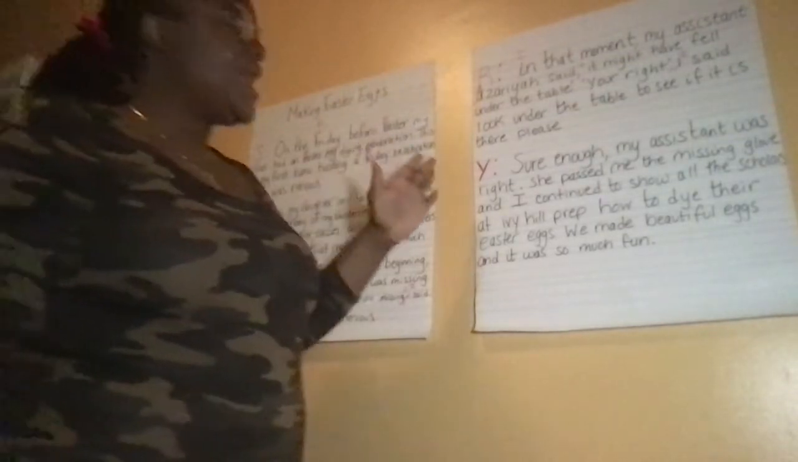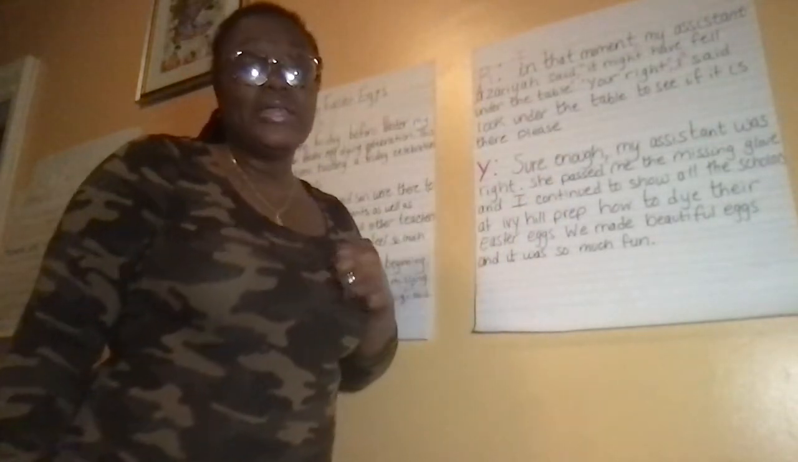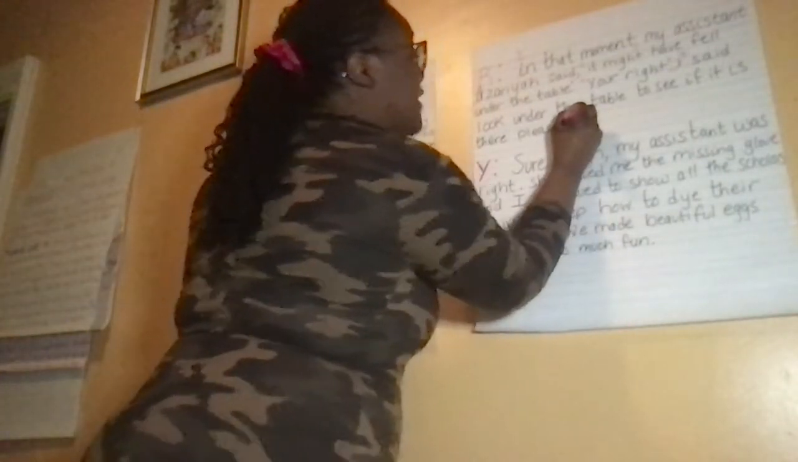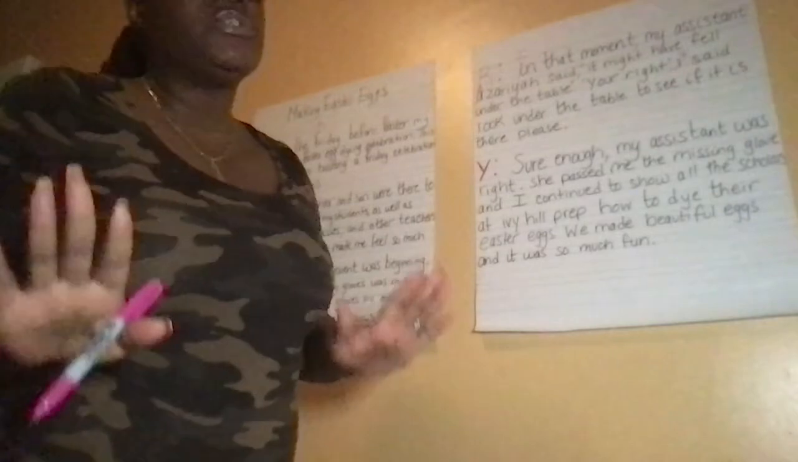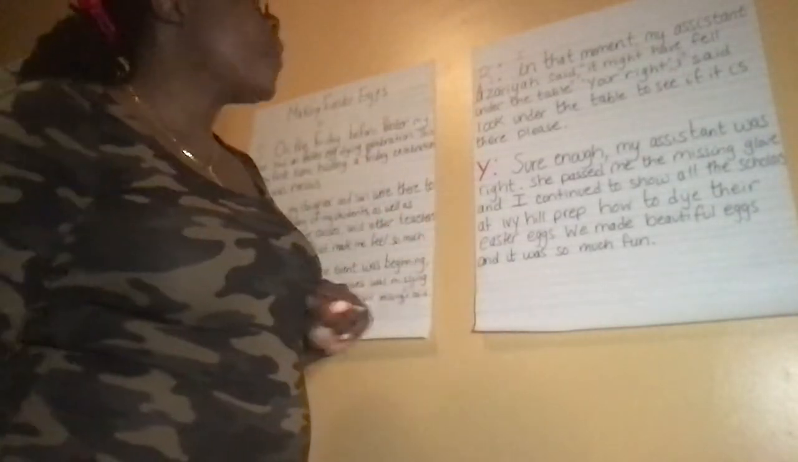You're right, I said. Look under the table to see if it is there, please. Okay. So now I'm noticing that I forgot something at the end of my sentence. What do I need to put, friends? A period. That's right. Okay. So I'm going to put my period right there. Friends, we are almost done. You guys are doing great. Just keep hanging in there with me. We're up to the Y.